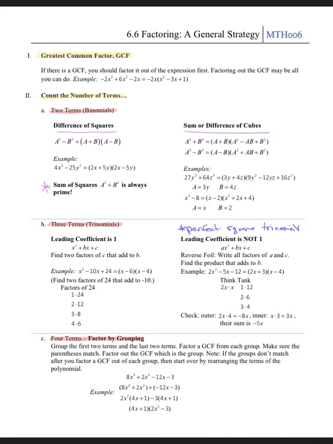See if you can take out a GCF. Sometimes if you can take out a GCF, it changes everything and it makes the problem a lot easier. If you have two terms, it's either difference of squares or sum and difference of cubes. Three terms is a trinomial, so it factors to two binomials. Four terms, factor by grouping.